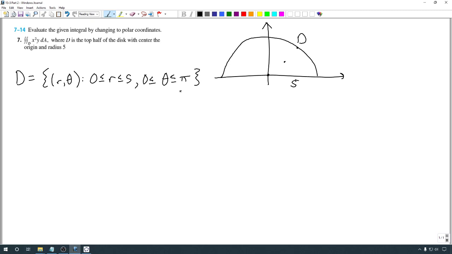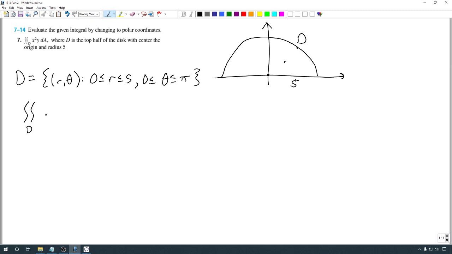This is actually a polar rectangle, even though it maybe looks less like a rectangle than we even think of it. So when we were drawing polar rectangles before, I was generally making them look vaguely rectangular up in one quadrant. But as long as they have this form here, where r is between two values and theta is between two values, then they're still a polar rectangle. So we can use the formula for a polar rectangle.